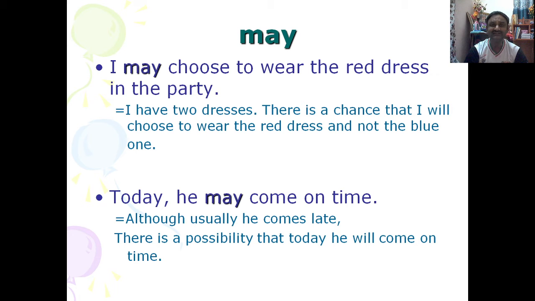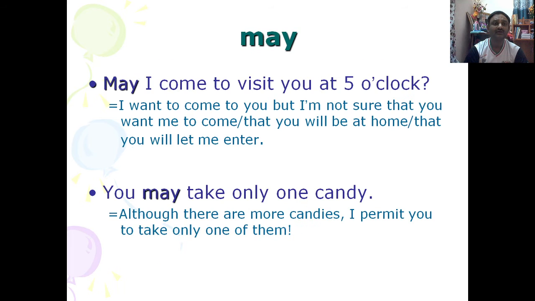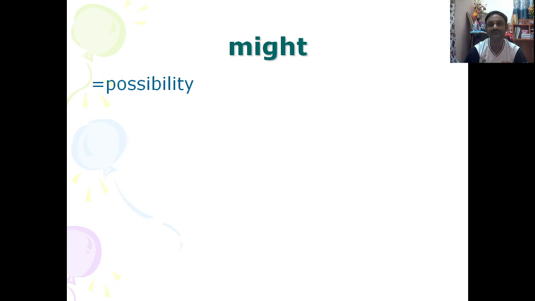So both these sentences are explained in this pattern. Other sentences are: may I come to visit you at 5 o'clock, which means I want to come to you but I am not sure that you will be at home or that you will let me enter. The next example will be: you may take only one candy, which means although there are more candies, I permit you to take only one of them.